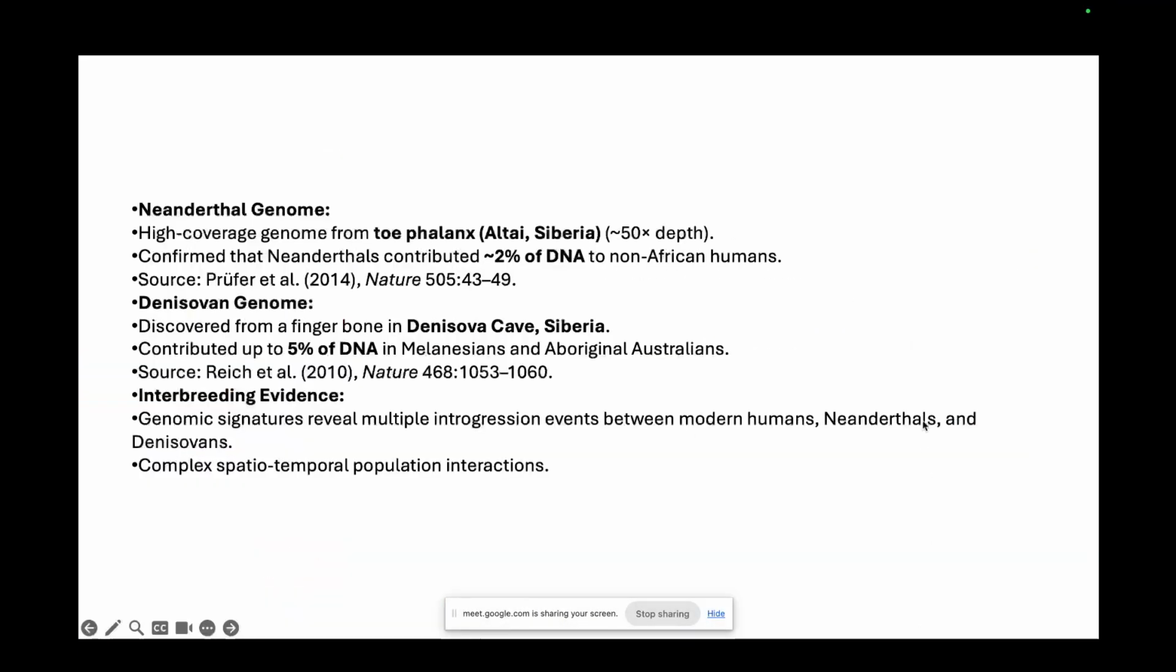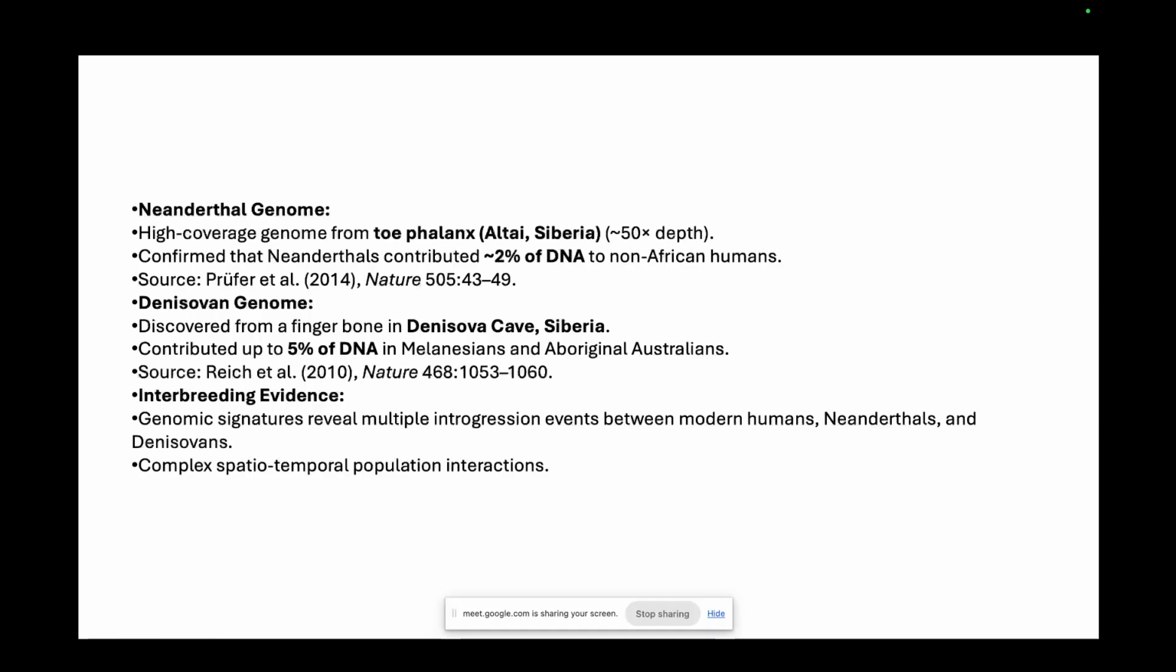Okay, the other was the Denisovan genome, which basically was gotten from a finger bone in a cave in Siberia, and it contributed to 5% of Melanesians and Aboriginal Australians. Right. So also we can get different interbreeding evidences.